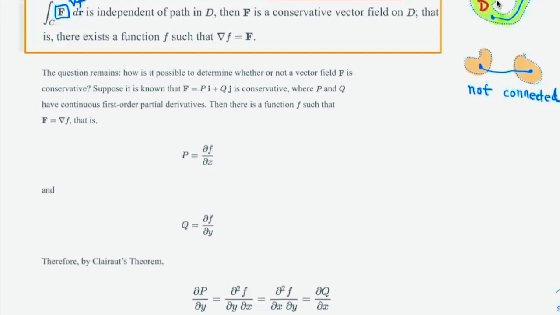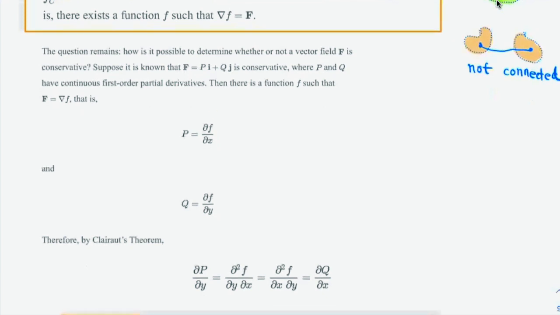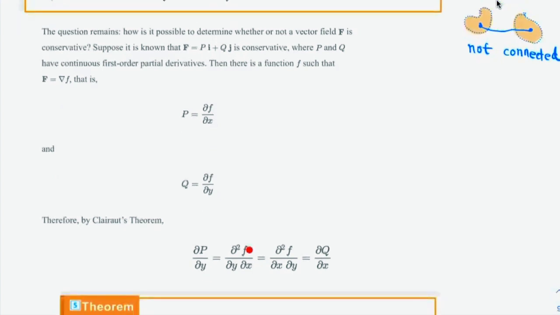Q is the partial derivative of small f with respect to y. Now, if we take this P here and differentiate that with respect to y, then we get the second partial derivative of big F, first with respect to x, then with respect to y. Then by Clairaut's theorem, that is equal to the second partial derivative of small f, first with respect to y, then with respect to x. Remember, these two are equal by this theorem.